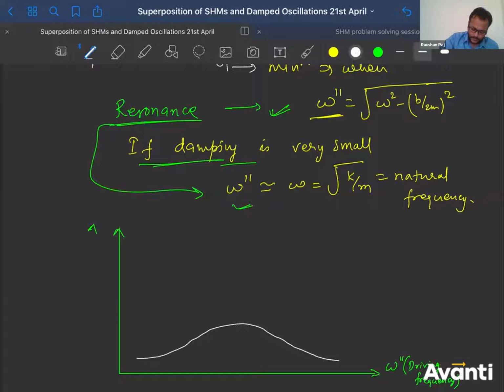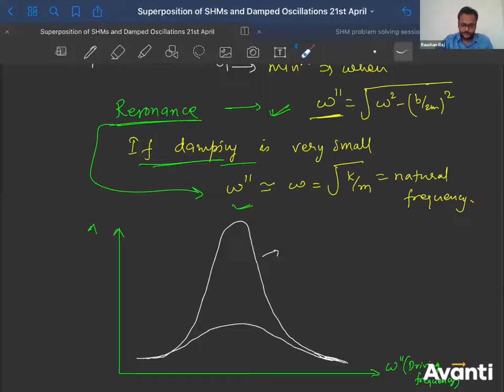Okay, or the graph will look like, sorry, something is going wrong, this will go very steep, then it will come like this. Okay, so this is how the graph will look. When did we get a very, very high value of amplitude? When did we get the very large value of amplitude? When there will be very small damping.